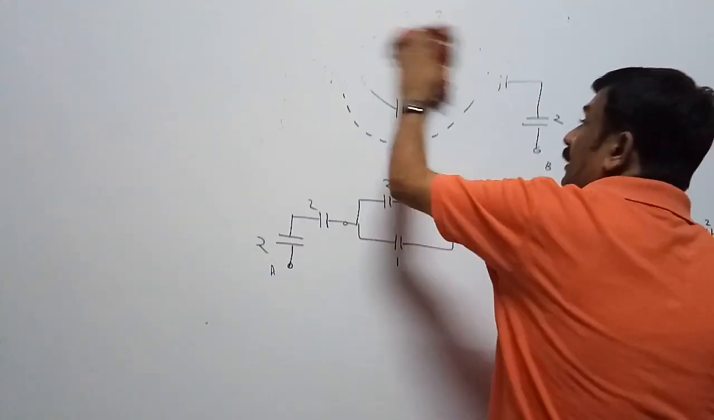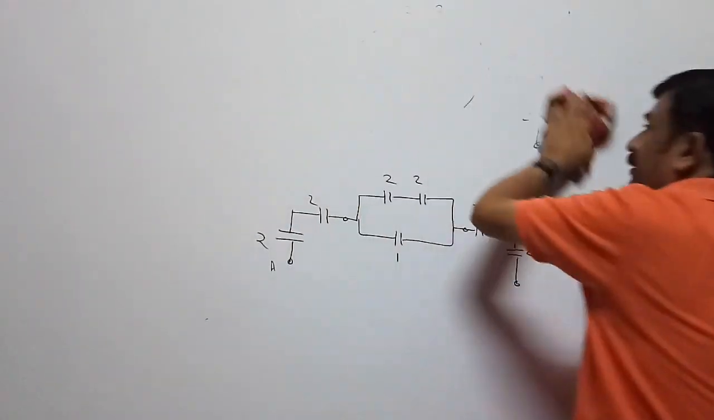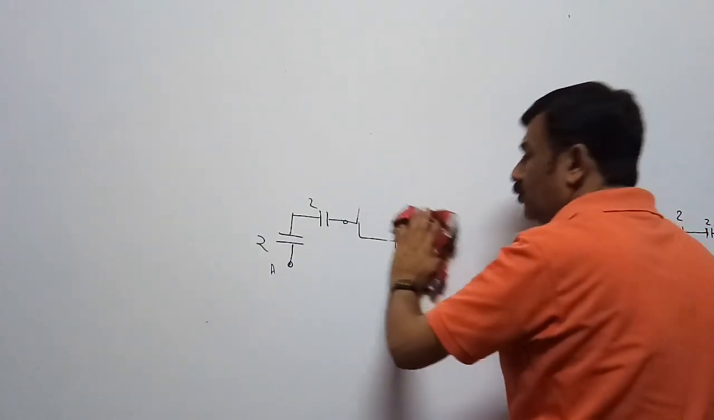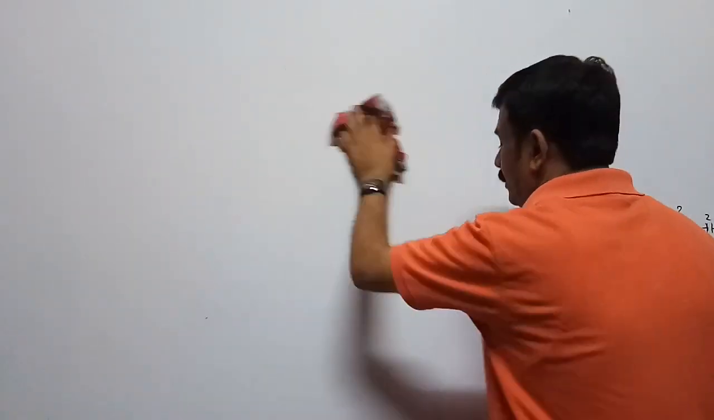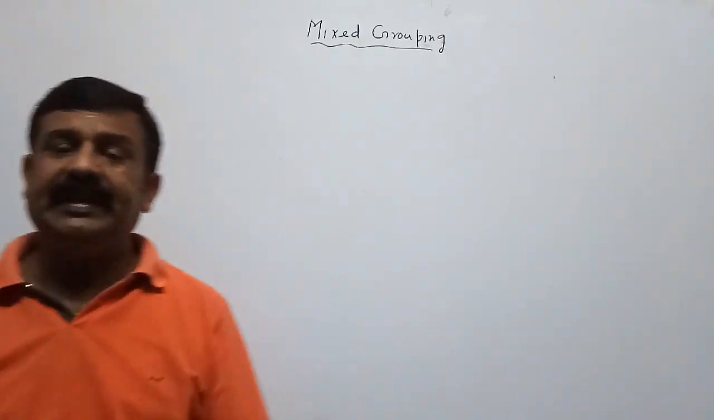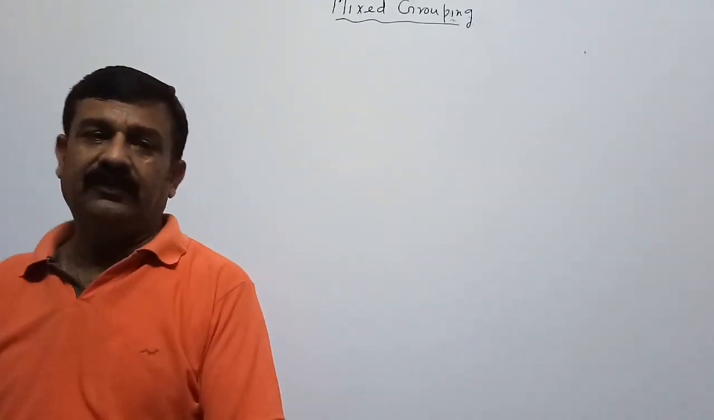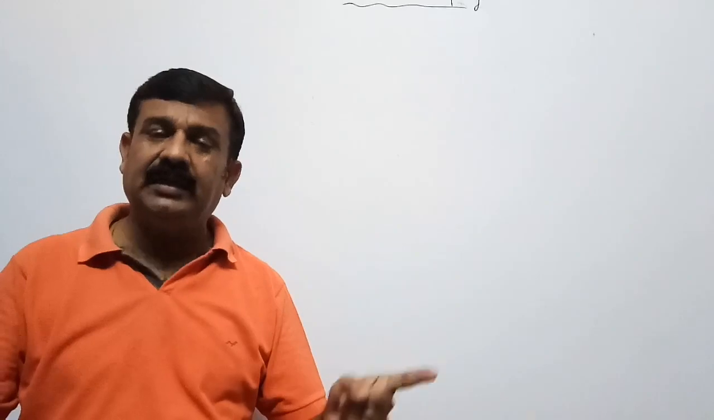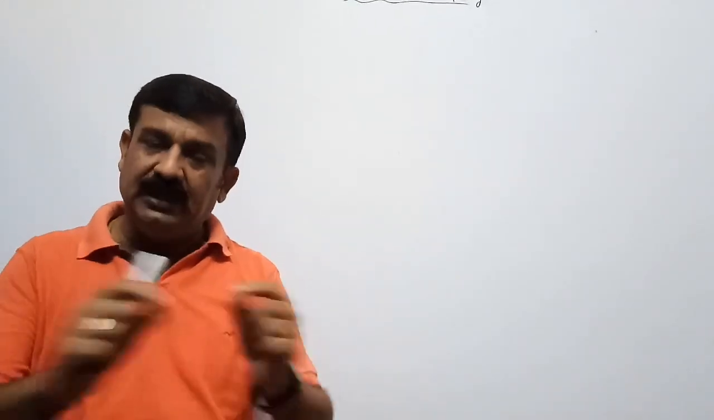Sometimes what happens when we get a mixed grouping circuit, in that grouping some capacitors remain present, but they never work in the circuit. Such types of capacitors are called fake capacitors. How do we guess which capacitors are fake capacitors? We are going to discuss that here. The fake capacitors are those capacitors which are present in the circuit but not working. So before finding the net capacity of the mixed group, we remove those fake capacitors. How do we guess? See this figure.